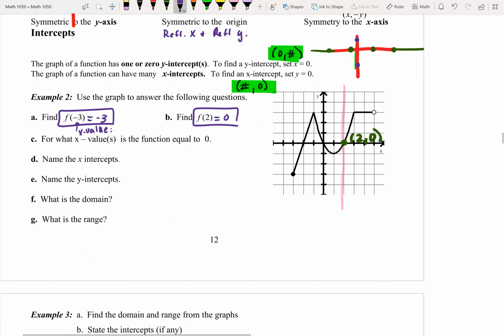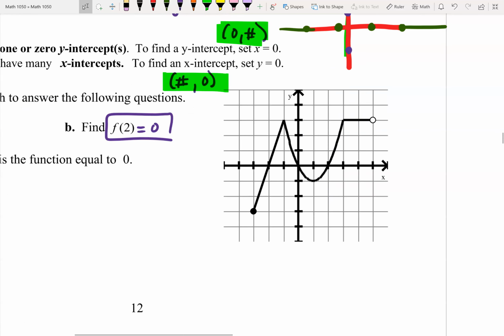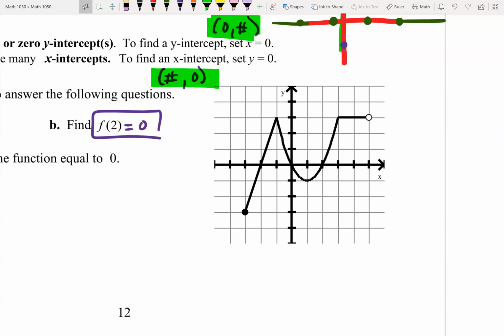Okay? All right. For what x values is the function equal to 0? Okay, so someone describe where on that graph the function is equal to 0. Can you tell me? Where the graph crosses the x. You're exactly right. You're perfectly right, honey. Okay, so it's right here. I'll do them in red. It's right here, and right there.